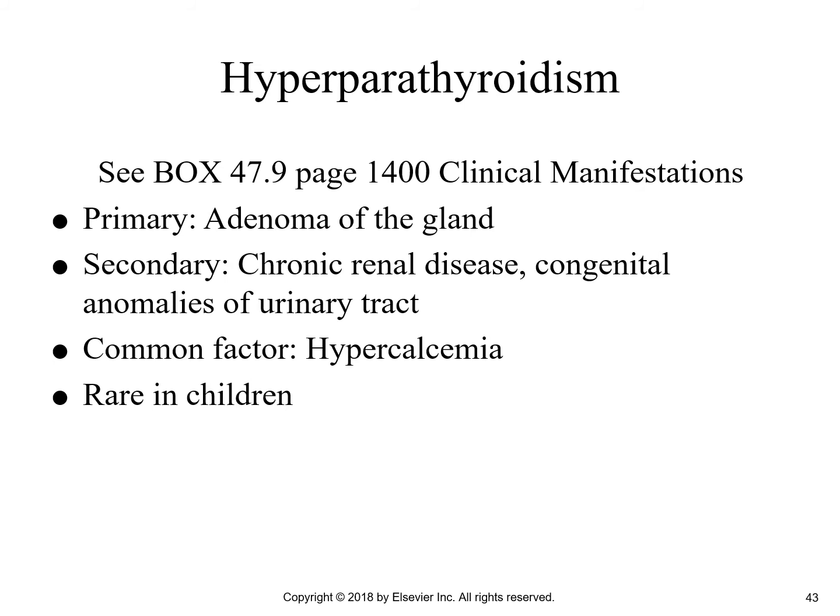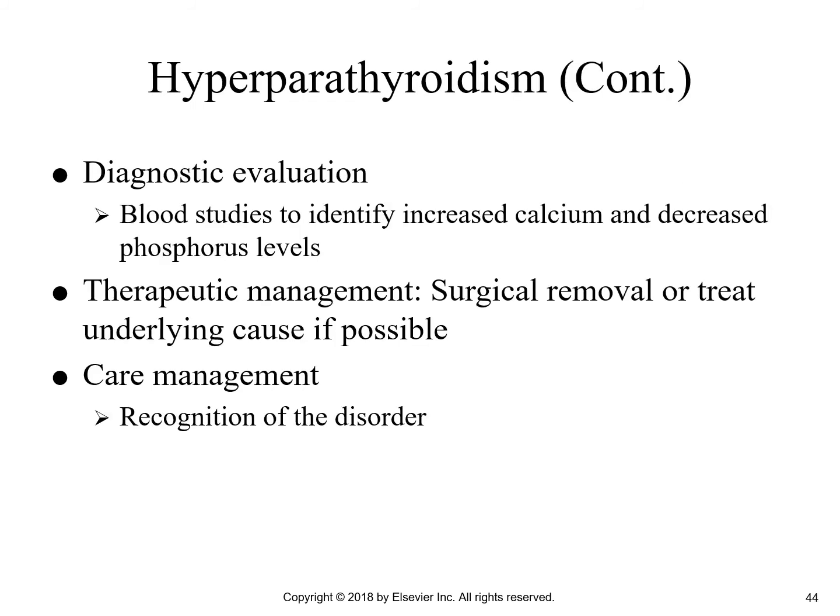See box 47.9, page 1400 for clinical manifestations of hyperparathyroidism. The primary manifestation is adenoma of the gland. Secondary would be chronic renal disease and congenital anomalies of the urinary tract, and the common factor is hypercalcemia. This one is rare in children. Diagnostic evaluation would include blood studies to identify increased calcium and decreased phosphorus levels. Treatment is surgical removal or treating the underlying cause if possible, and care management is recognition of the disorder.